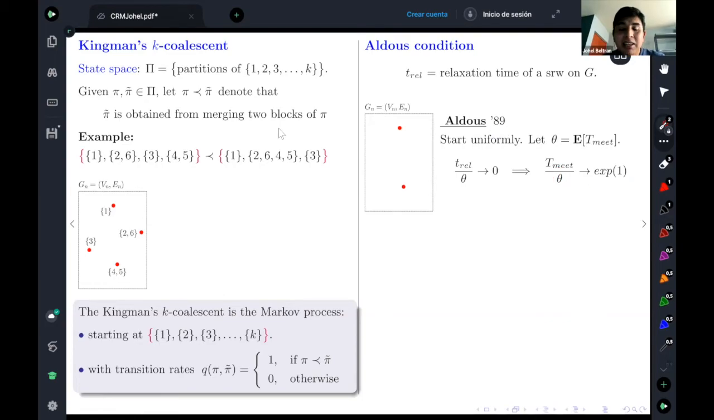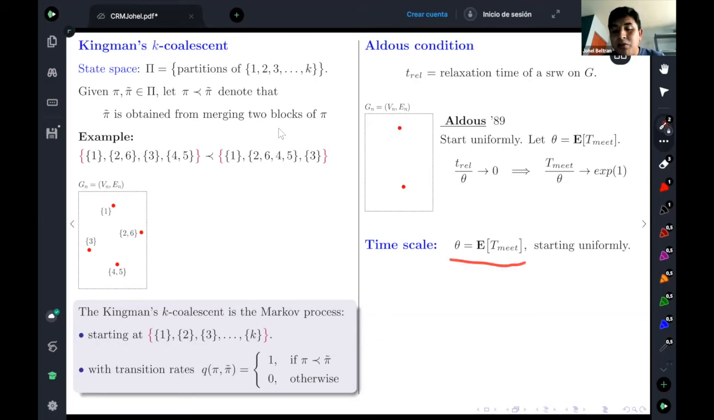And now we can apply the result, for example, for these two groups of particles. We could say that the meeting time for each pair of groups of particles is converging to an exponential distribution. But the difficulty in order to prove the convergence to a process is to show that, in the limit, these meeting times are independent. So this is the main problem here.